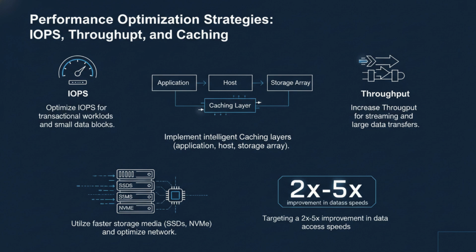Implementing intelligent caching layers, either at the application, host, or storage array level, can dramatically reduce latency by serving frequently accessed data from high-speed memory. Finally, optimizing the underlying storage network minimizes bottlenecks and maximizes data flow, ensuring that even under heavy load, your applications remain responsive and deliver optimal user experiences. These strategies are key to achieving a 2 to 5x improvement in data access speeds.